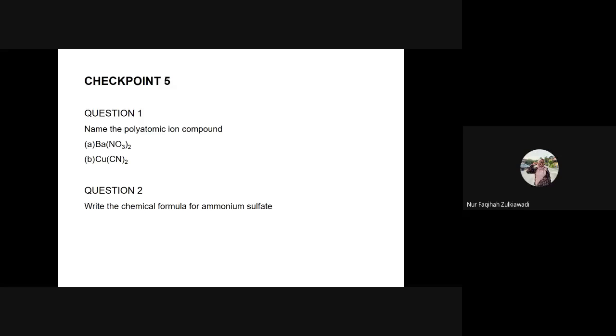So again, what is the name for this compound? Barium nitrate. Barium nitrate sahaja. No two, bukan nitrite sebab dia NO3. NO3 is nitrate. Kenapa dia tak ada dua dalam kurungan tu? Sebab dia group 2, dia invariant charge. Nombor pengoksidaan. Okay, boleh ke? Faham ke? Faham. Okay.